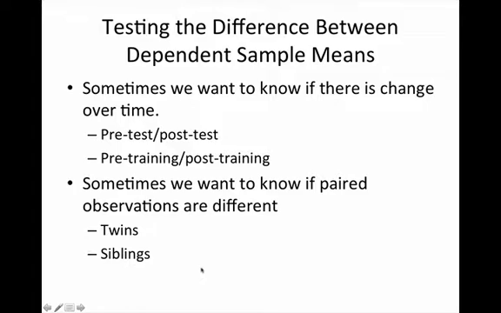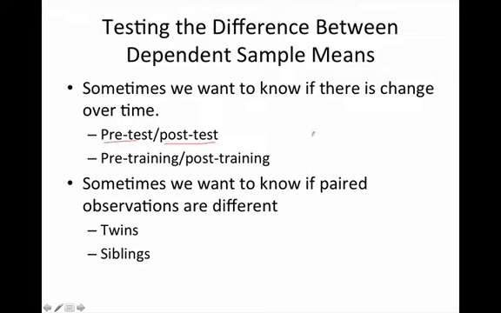And then another example is testing the difference between dependent sample means. So sometimes I want to know whether or not there's a change over time, in which case I want to know, does an employee reduce error rates as a result of undergoing a training, in which case I'd have that person's error rate before training, at pre-test, and then I'd have the error rate after training at post-test. And the idea is then I could do a pre-post comparison with the use of a dependent sample test.